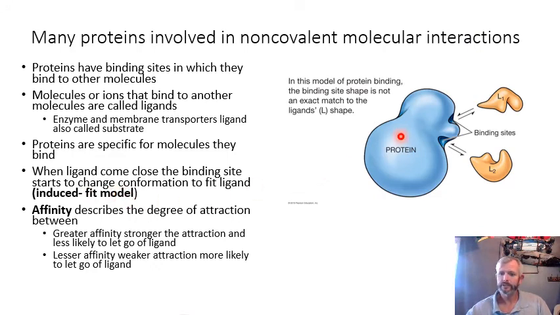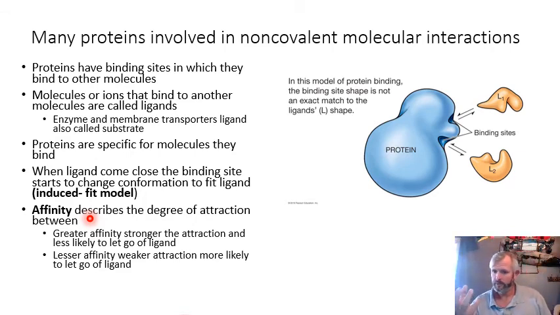There is another term that will be seen a lot through the semester, and that is called affinity. It describes the degree of attraction. How tight is that fit? Greater affinity means the protein binds tightly and doesn't want to let go as easily. With a lesser affinity, it's a weaker attraction and it's more willing to let the molecule go. We'll see hemoglobin is one of those molecules that has differing affinities depending on where it's at and what is in the solution around it.